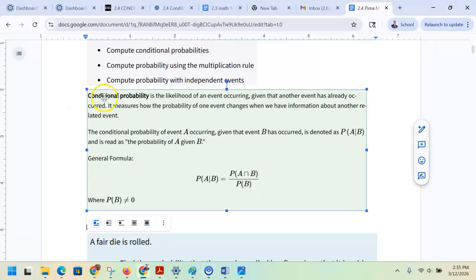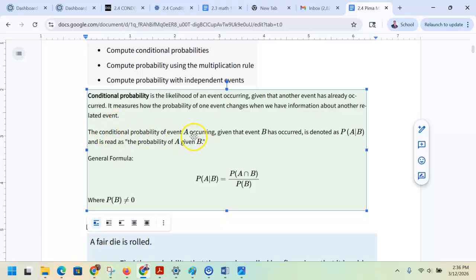Conditional probability is the likelihood of an event occurring, given that another event has already occurred. Now this looks like a little confusing wording. We will see it with examples, okay? It measures how the probability of one event changes when we have information about another related event.